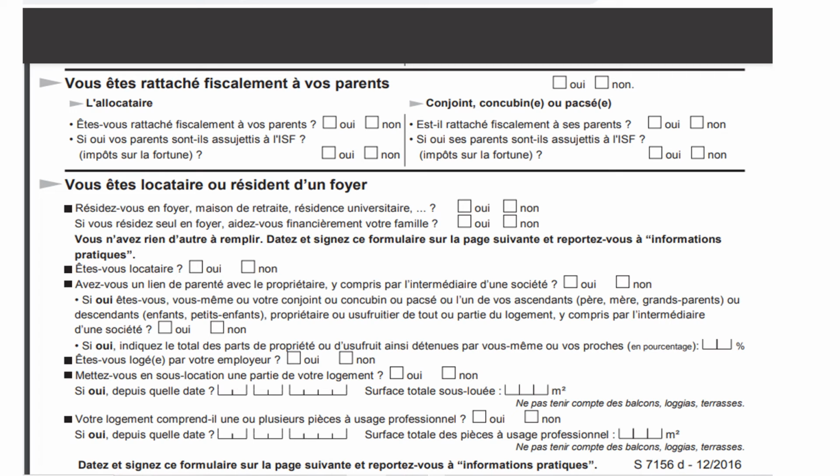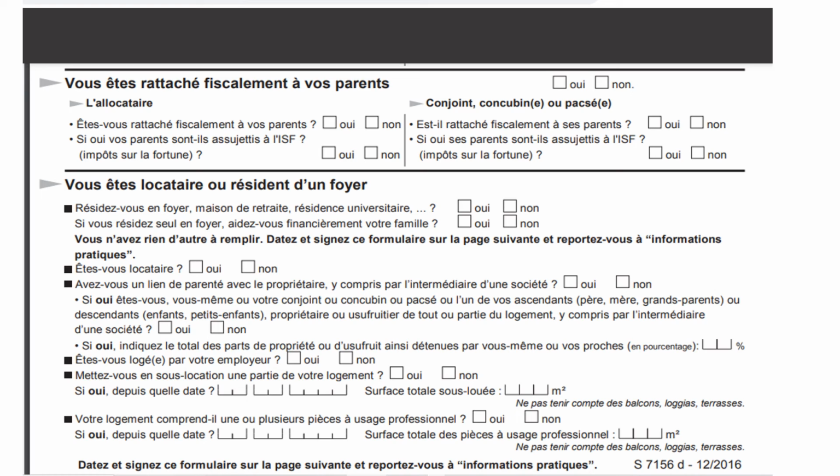Okay, so the form continues, and the part which is of interest to those who are English assistants, vous êtes locataire ou résident d'un foyer, okay? And for those who are working, even if you're not an English assistant, but you're working in France, you are a tenant, locataire is tenant, then this is the part you need to complete. So they're asking you, résidez-vous en foyer, maison de retraite, résidence universitaire? Well, based on your situation, you say whether it's yes or no.